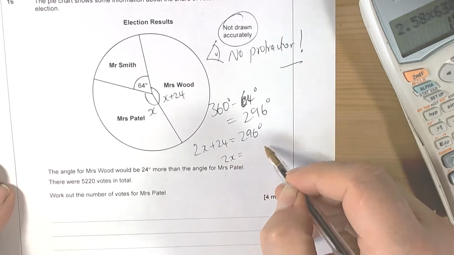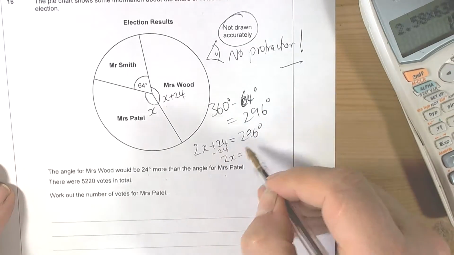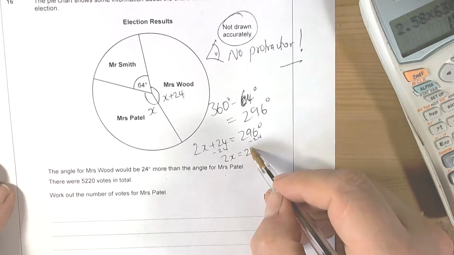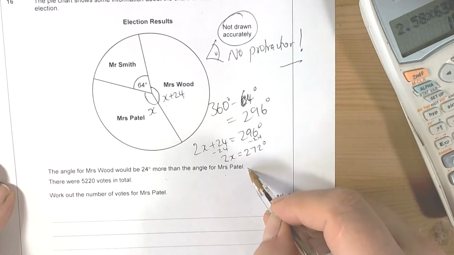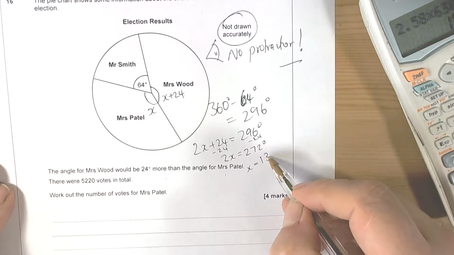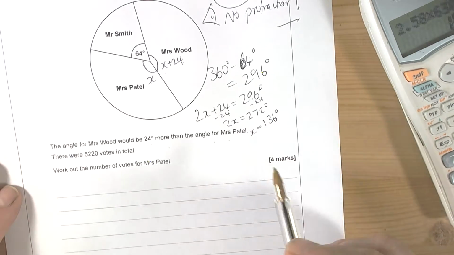So 2x must be, well, we subtract 24 from both sides to make it balance. So 2x is equal to 272 degrees. So x is equal to 136 degrees.